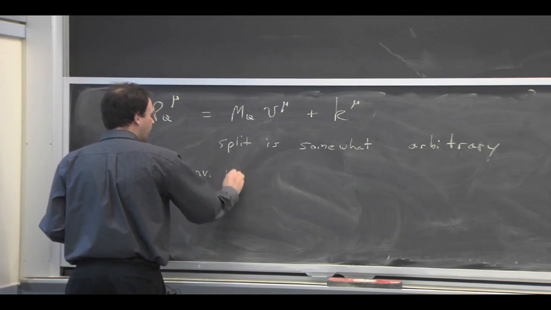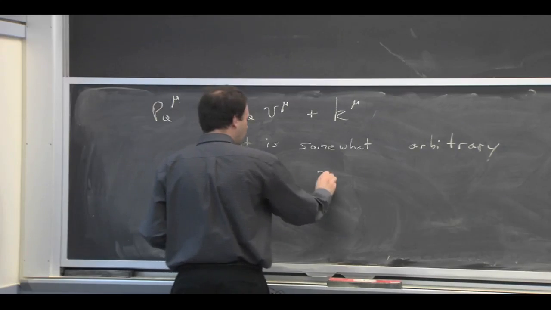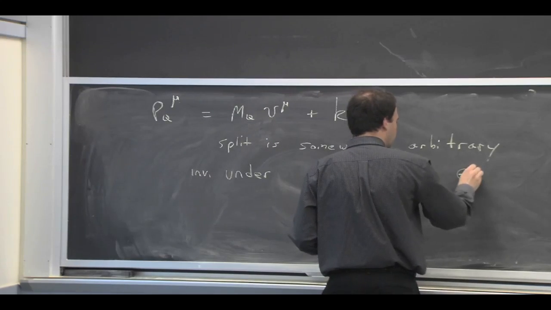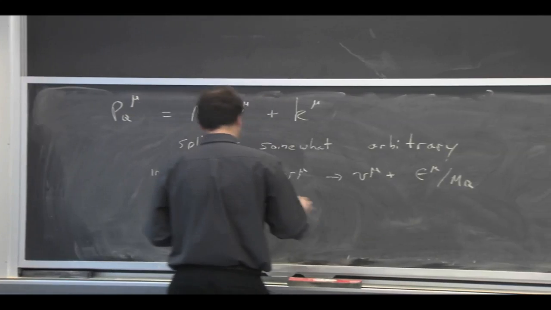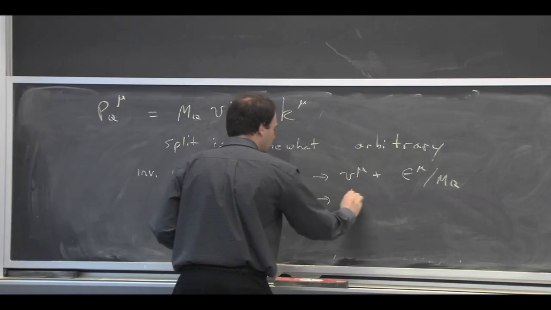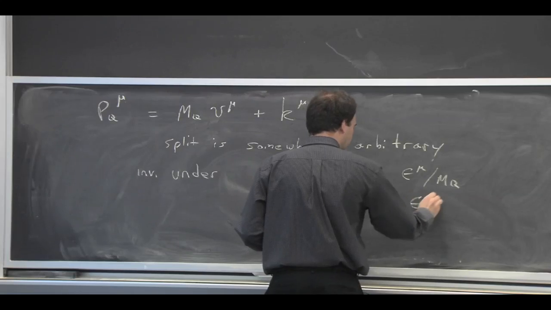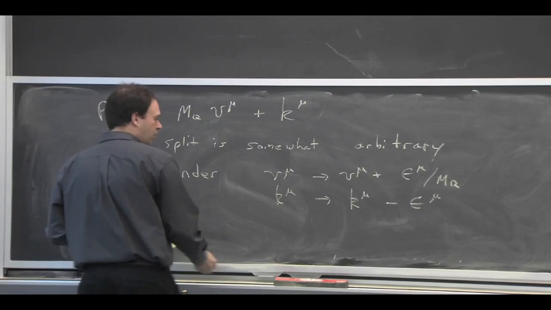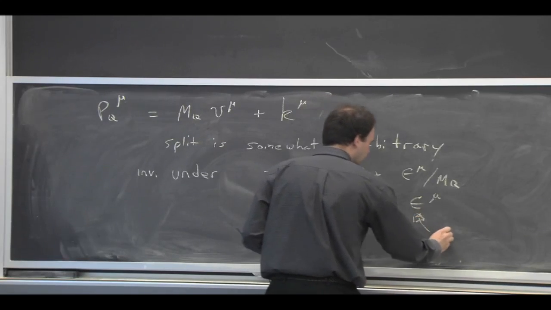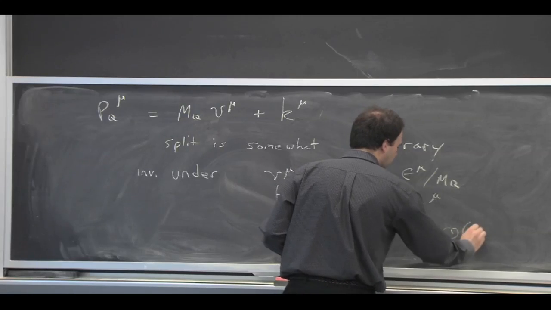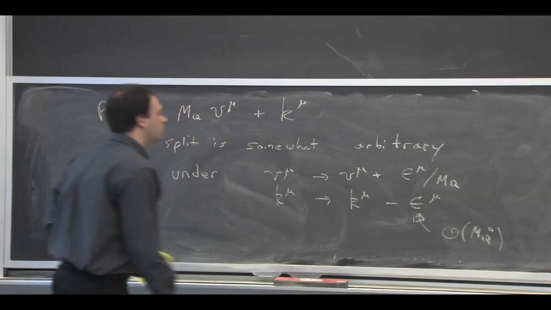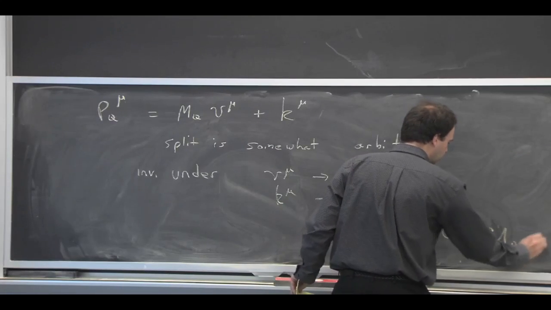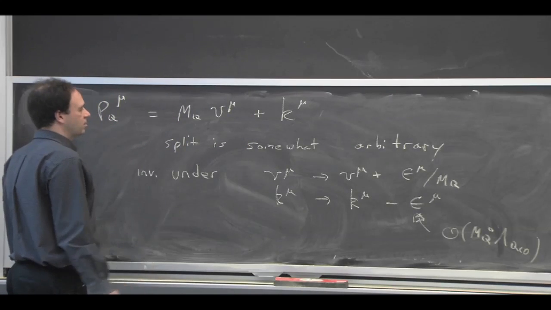So the invariance that you have is the following. You can take V mu and send it to V mu plus some epsilon mu over MQ, and K mu goes to K mu minus epsilon mu. That moves a piece back and forth between them, and as long as I think that epsilon mu is some parameter that doesn't have a power counting, i.e. its order doesn't have any MQs in it, it's just something of order lambda QCD, say, then that makes the power counting still true.